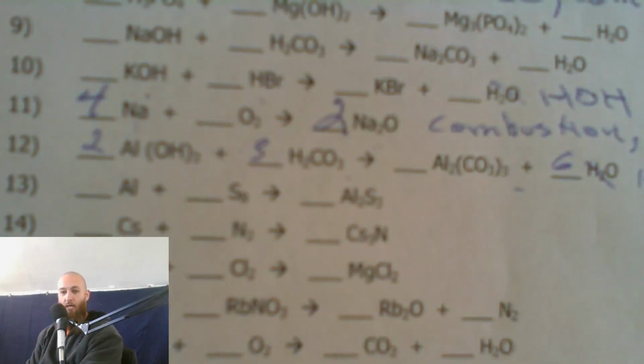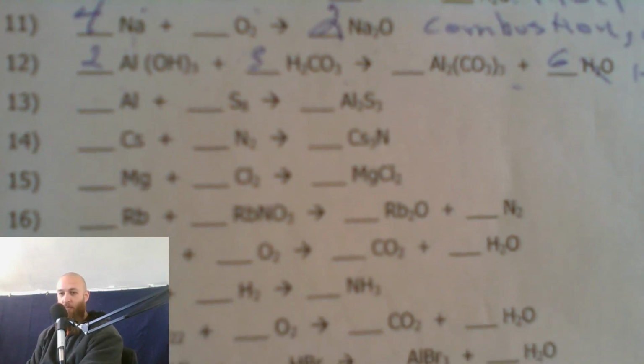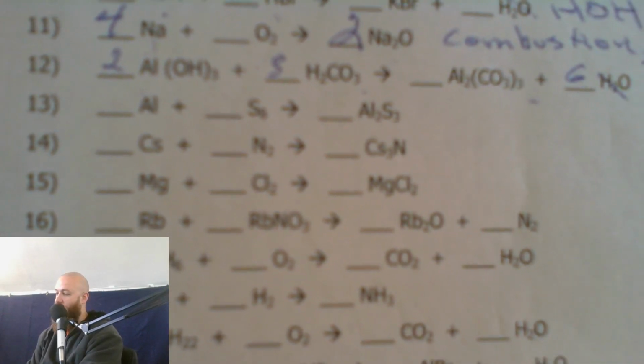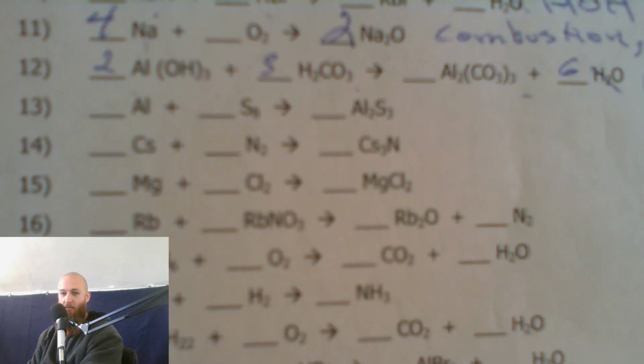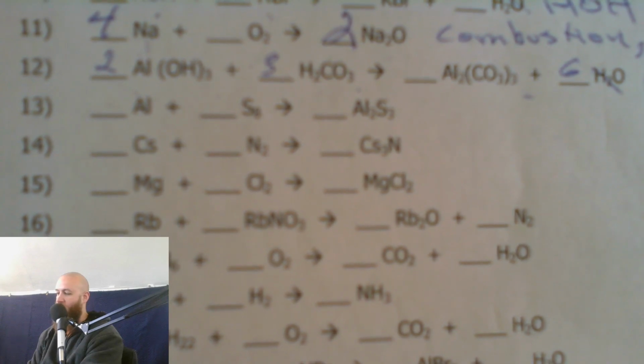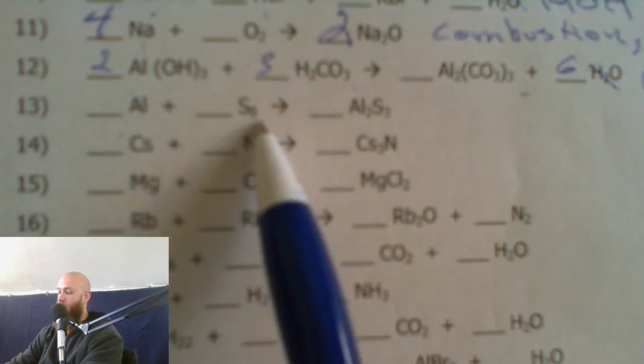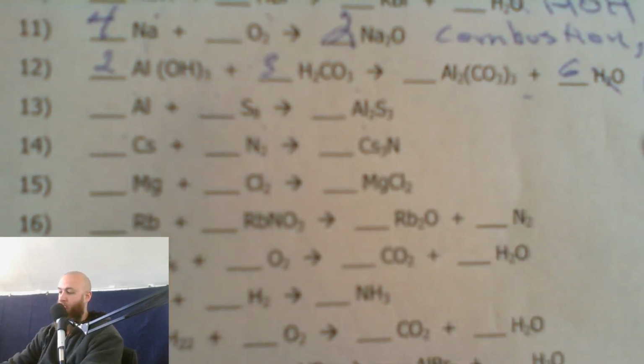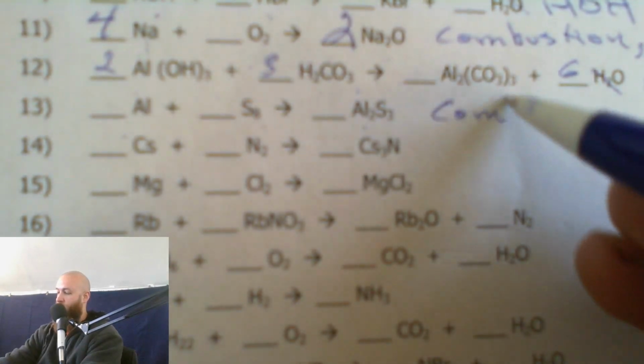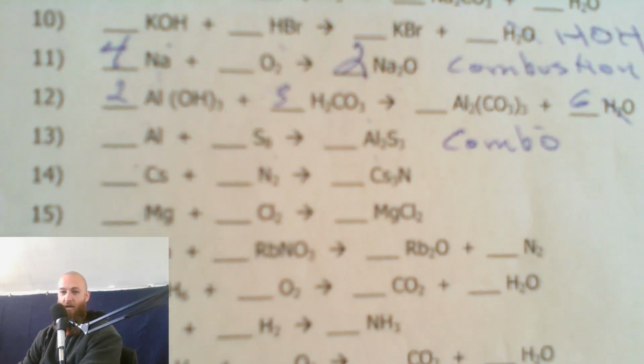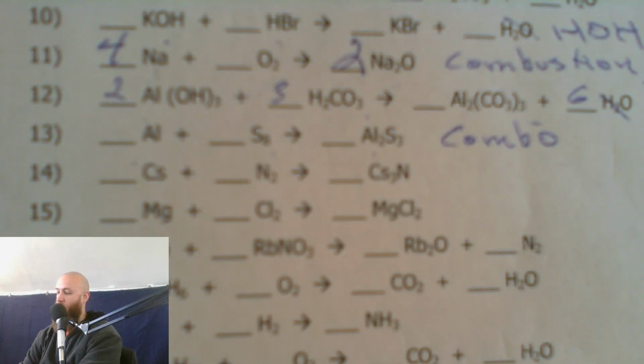Let's do a couple more, and then we'll get into more details of each. Number 13, this is going to be, right off the bat, a single. Not a single. I'm speaking out of turn here. It's going to be a combo. You got 2 reactants and 1 product. So this is going to be a combo right off the bat. Now, you can see how this combo is not a combustion because there's no O2.